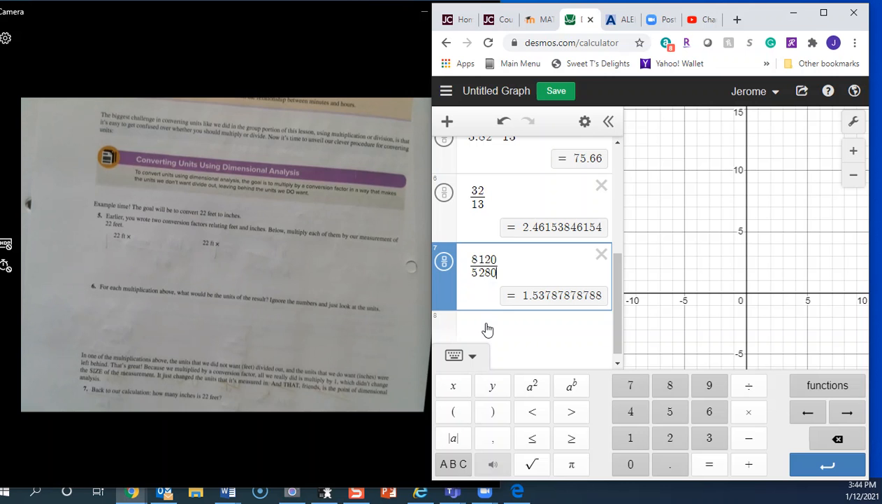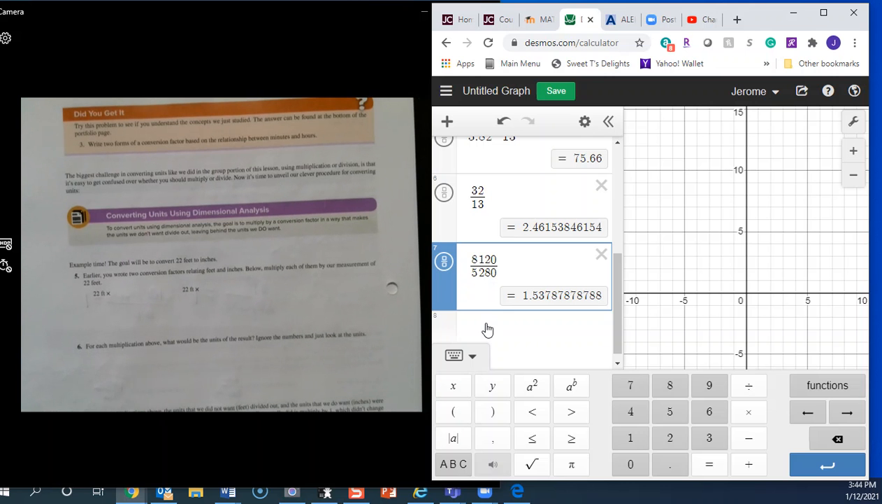Okay, next, we move here to page 61. Okay, now it says the biggest challenge in converting units, like we did in the group portion of this lesson, using multiplication or division, is that it's easy to get confused over whether you should multiply or divide. Now it's time to unveil our clever procedure for converting units. To convert units using dimensional analysis, the goal is to multiply by a conversion factor in a way that makes the units we don't want divide out, leaving behind the units we do want.